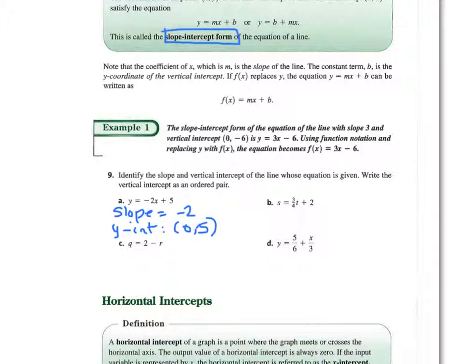And then I'm going to jump down to part D. I'm going to have you fill in the other two before you hand it in at the end of the semester. In this one, the slope would be what's in front of that x, which really, there's a 1 in front of the x, and then divided by 3. So our slope is really 1/3. And our y-intercept is at 5/6, but again, as an ordered pair, (0, 5/6).